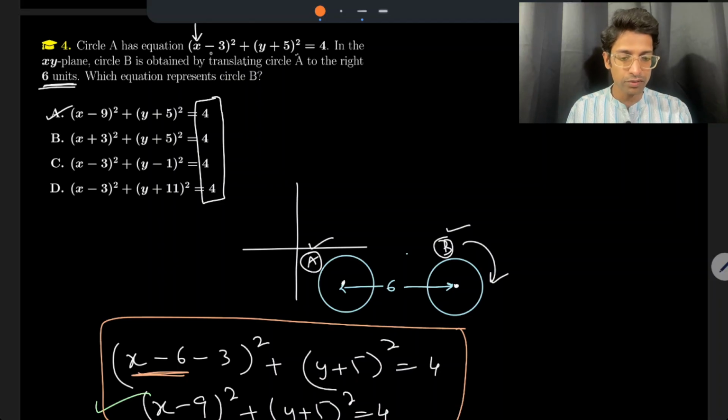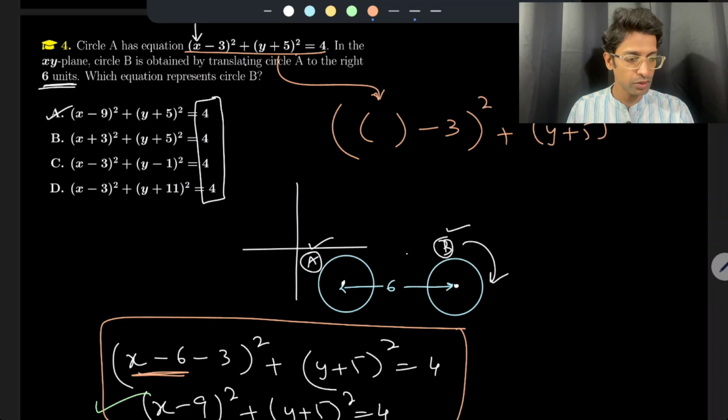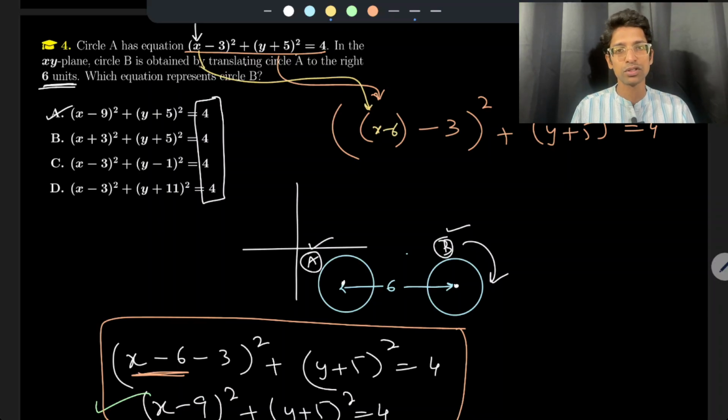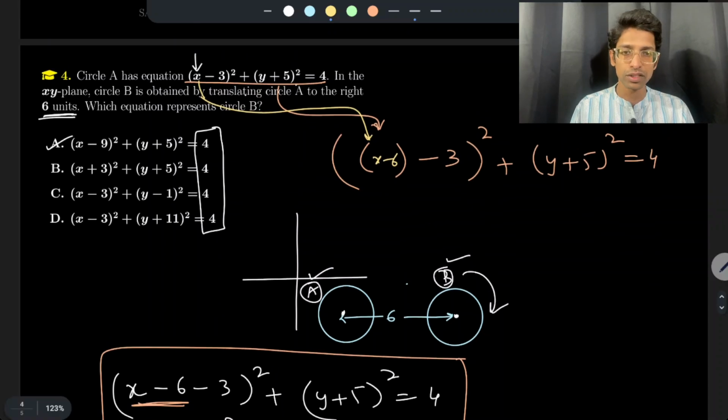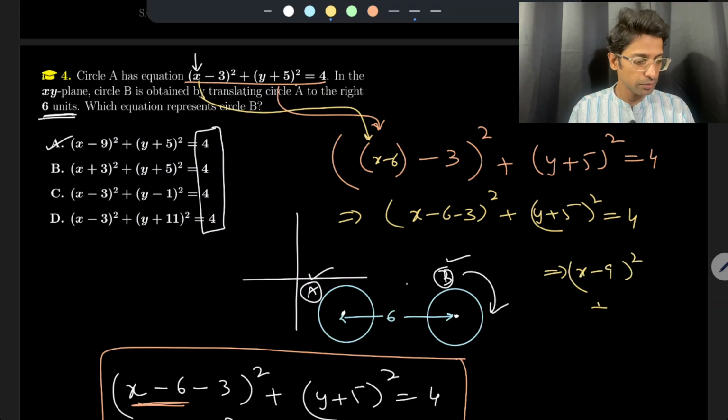So he's telling you the equation is shifted towards the right by 6 units. So when the shift is happening by 6 units, for whatever is x, because the shift is happening by 6 units towards the right, instead of x write down x minus 6, and that is the equation of the new circle. So the equation of the new circle is (x - 6 - 3) whole square plus (y + 5) whole square equal to 4. So that is how straightforward it is using algebra.